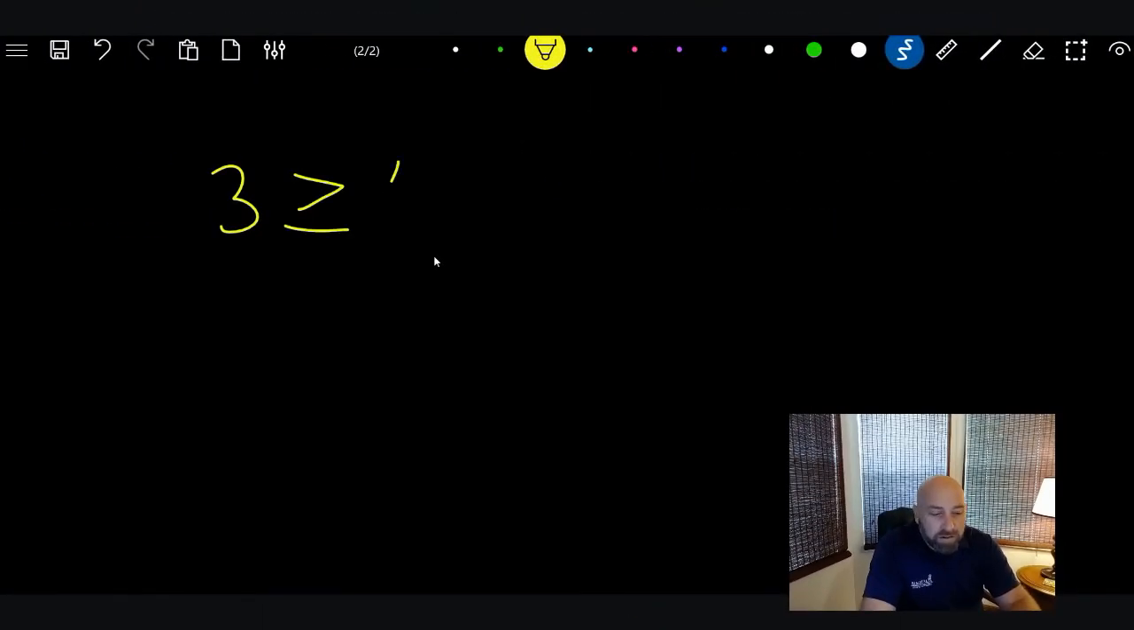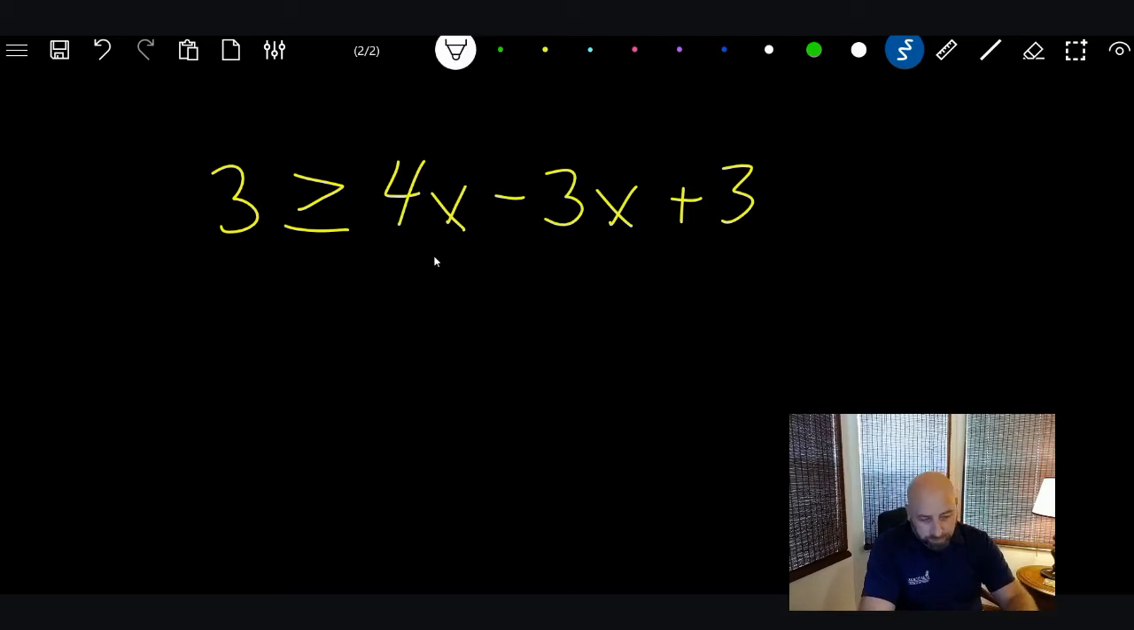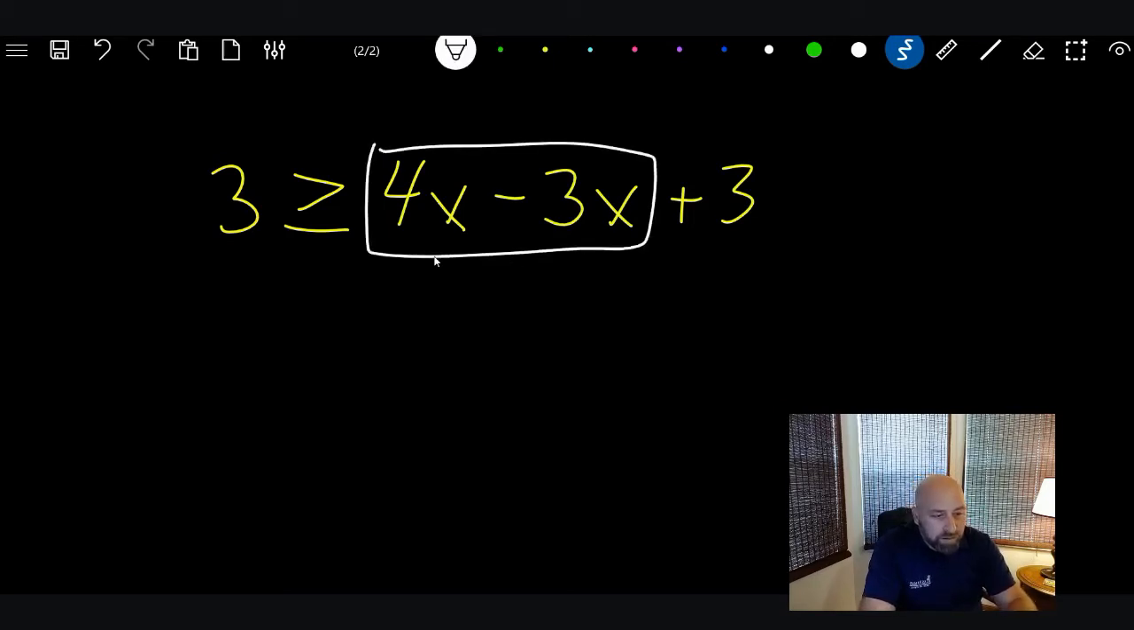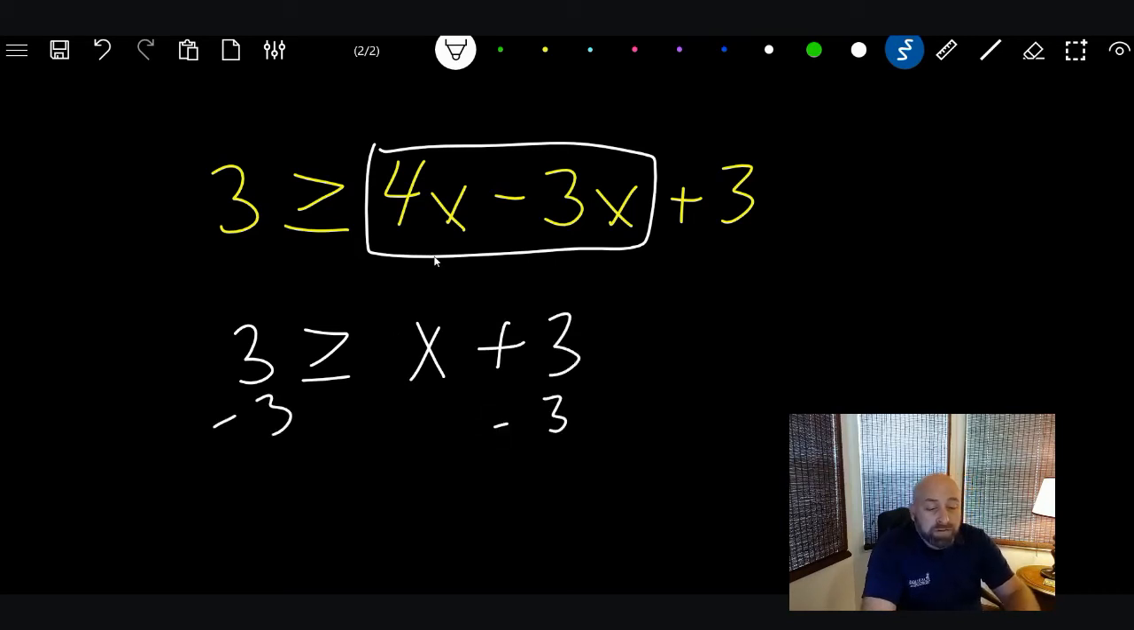So if I have 3 is greater than or equal to 4x minus 3x plus 3. Now, when we start solving this, we're going to just do what we can do. And so I'm going to combine those, and I'm going to get 3 is greater than or equal to 1x plus 3. I would subtract my 3 from both sides. That cancels, and actually this cancels too. I get 0 is greater than or equal to x, and that is my answer.